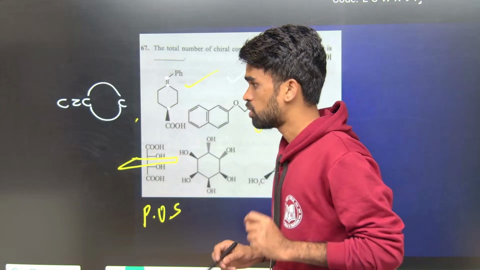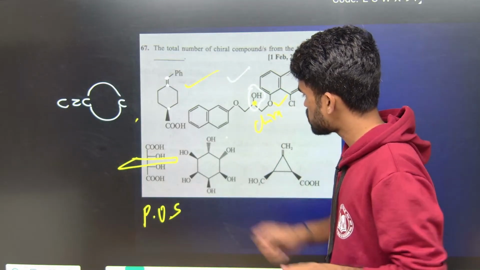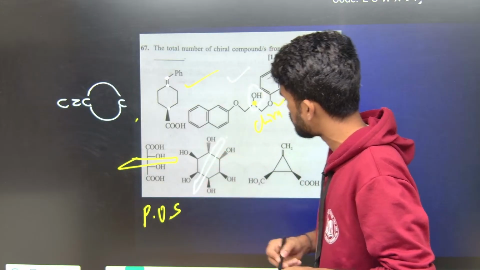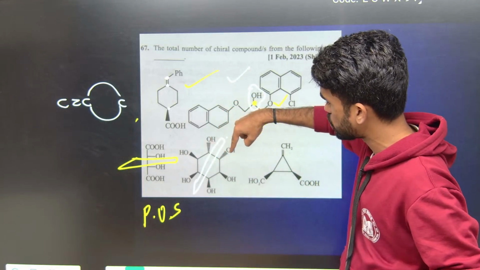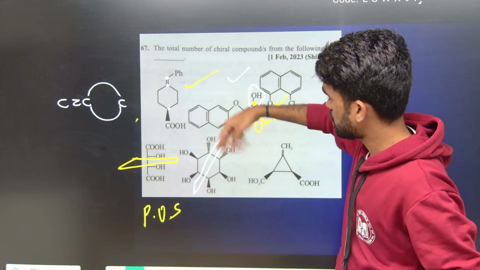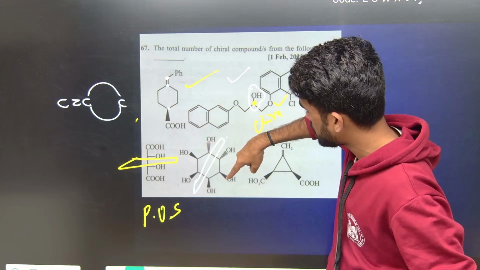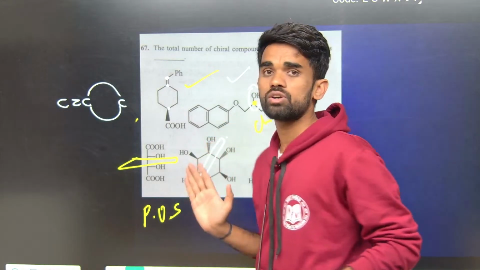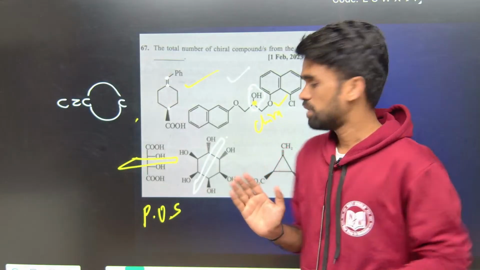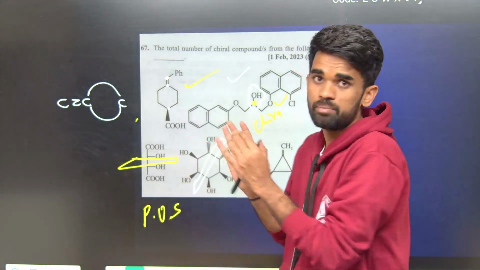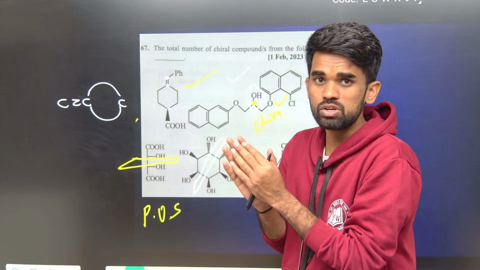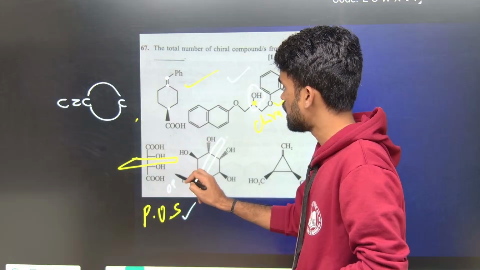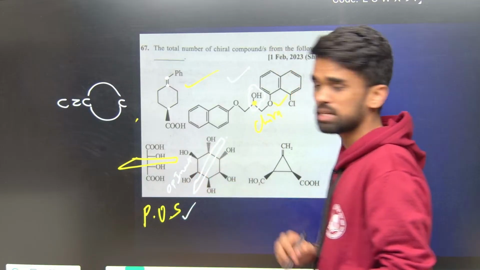Remember this point. Next one, you can also pass a plane here. If I pass a plane like this in this particular compound, the OH group below the plane is superimposing on the OH group below the plane, and the OH group above is matching the OH group above. So after dividing the molecule into two equal halves, we get pieces with the same superimposability. It means this also has a plane of symmetry, so this is also optically inactive.